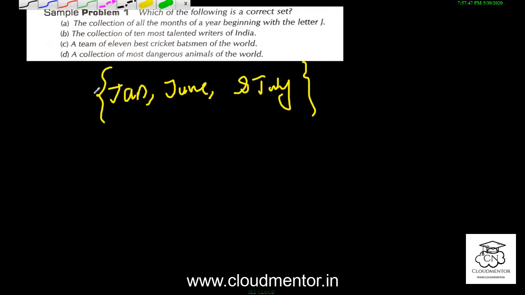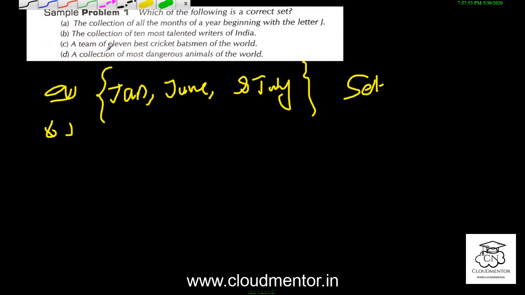Option A: we are sure that the members of this collection are January, June, and July, right? Yes. So this collection is well defined and hence it is a set. We can represent it as a set. So option A is a set.